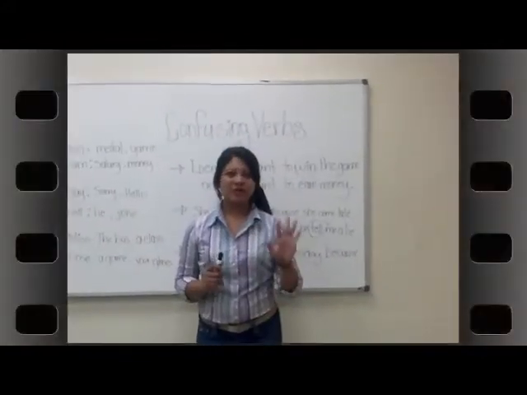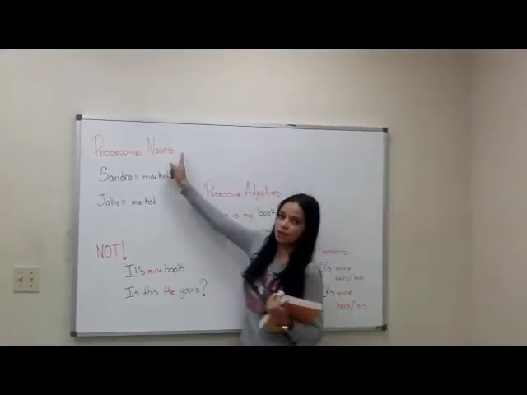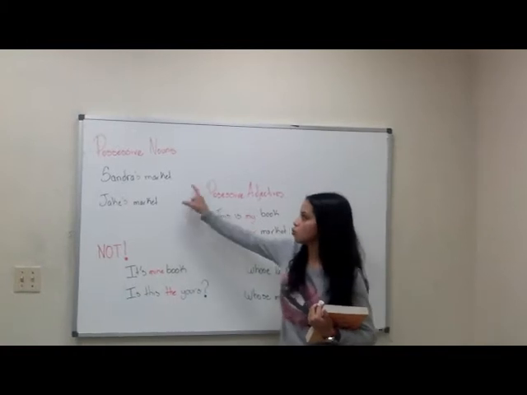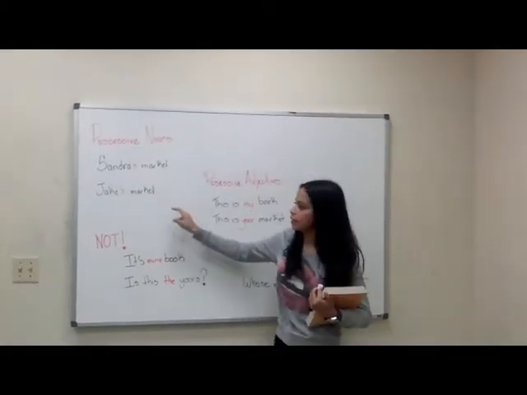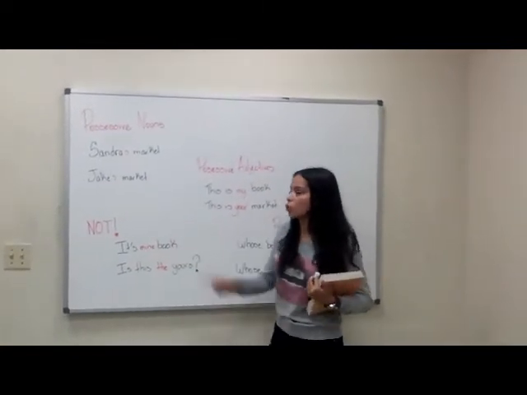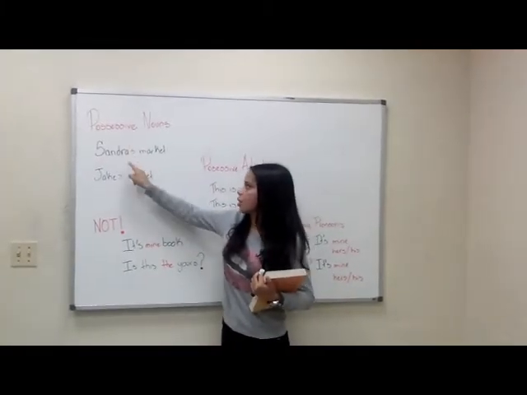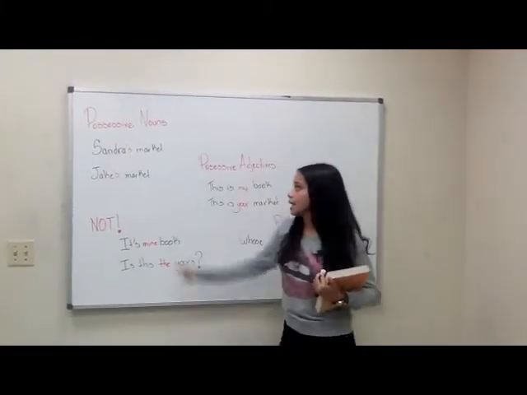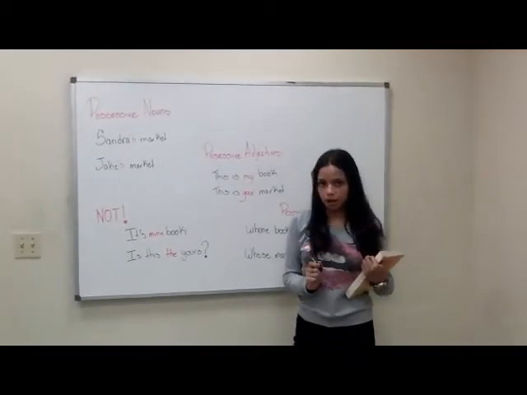Right. And I'm going to teach you possessive pronouns. But first, possessive nouns. We have two examples here. Let's read it. Sandra's market. Jake's market. In possessive nouns, we always use an apostrophe and an S on the noun. Okay? Sandra's market. Sandra is the owner of this market.